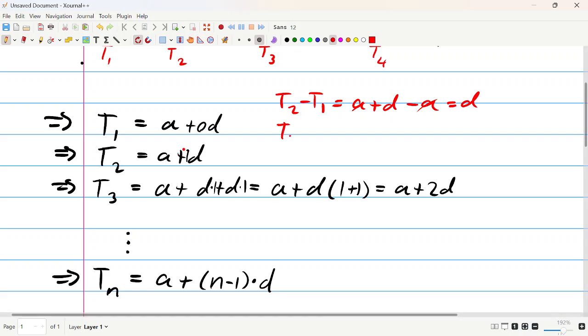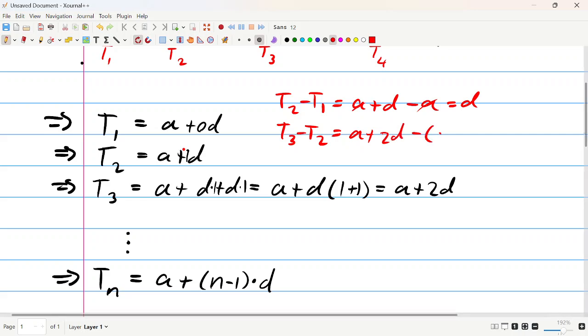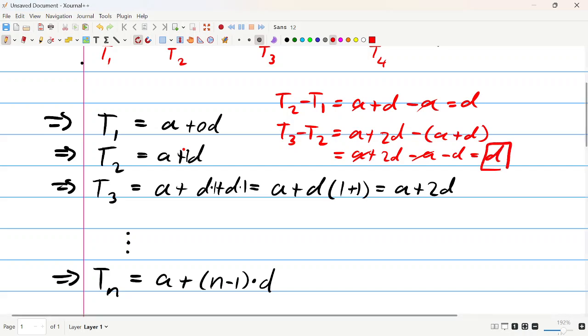What about term 3 and term 2? Term 3 minus term 2, remember what I said? It's the term minus the term before it. This is going to be T3 minus T2. It's going to be A plus 2D minus (A plus D). And then over here, A plus 2D, we take the minus into the brackets and we have minus A minus D. We cancel out the A's, and 2D minus D is equal to D. And notice we will always get D.